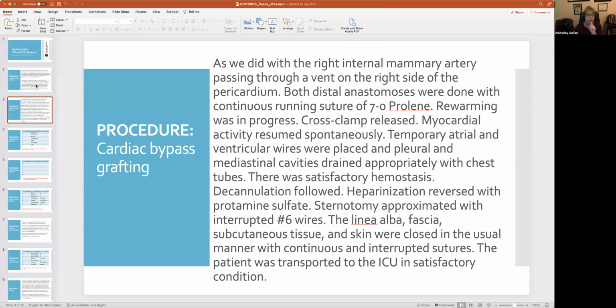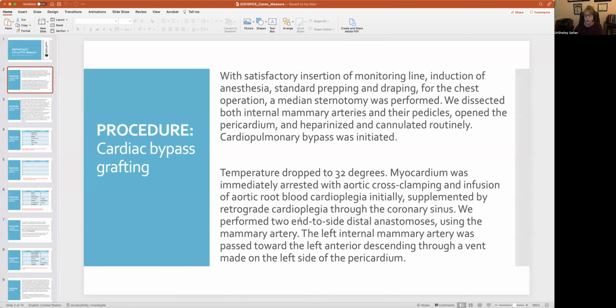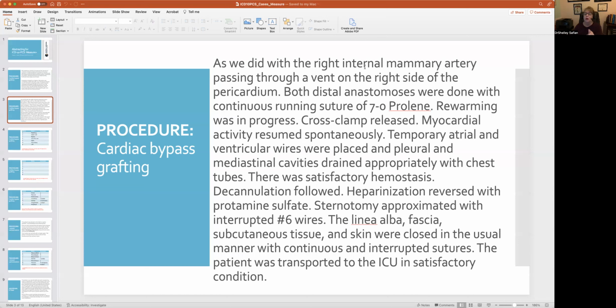So I just want to point out, here at the bottom of this paragraph, we have the left internal mammary artery and the left anterior descending. And now the next paragraph says the right internal mammary artery passing through a vent on the right side of the pericardium. So what does that tell you immediately? This was bilateral. Both distal, there it is again.